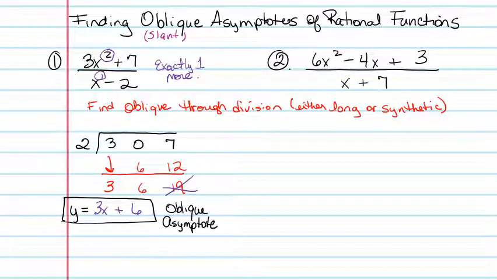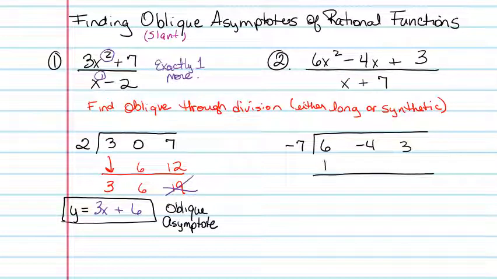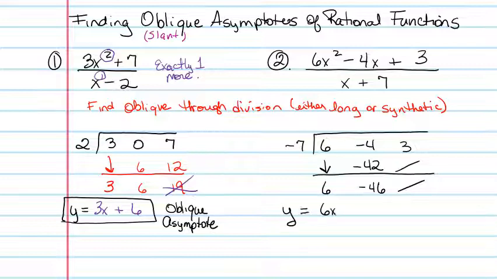The second one works the same way. We'll use synthetic division. And we'll divide by the -7. Bring down the first number. We'll multiply. We get -42. We add. We get -46. And it doesn't matter what that is. I'm not going to do that multiplication. This is 6x minus 46, and that is your oblique.